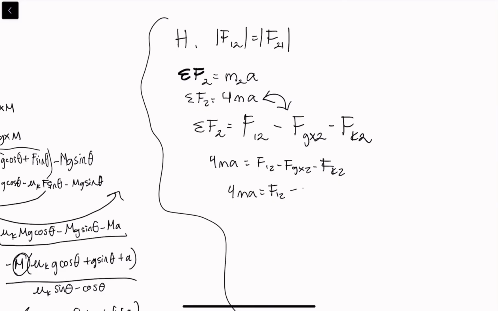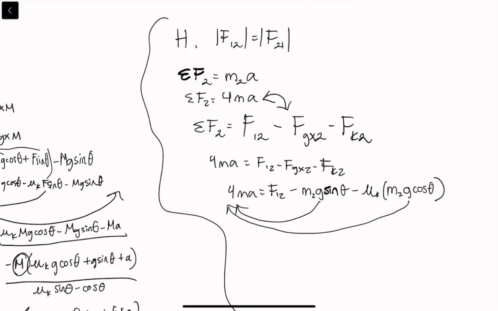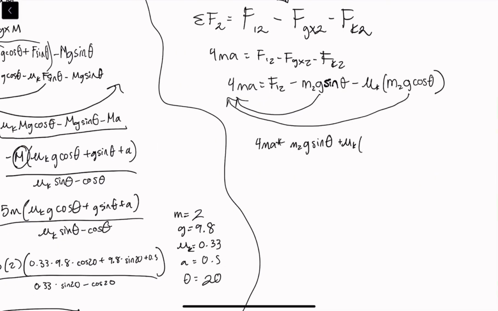FGX2 is equal to M2 times gravity times sine of theta. And then FK2 is just mu k times M2 times gravity times cosine theta. And we want to isolate for this contact force here, so we're going to add these terms to the other side. And then we can replace M2 with 4M.